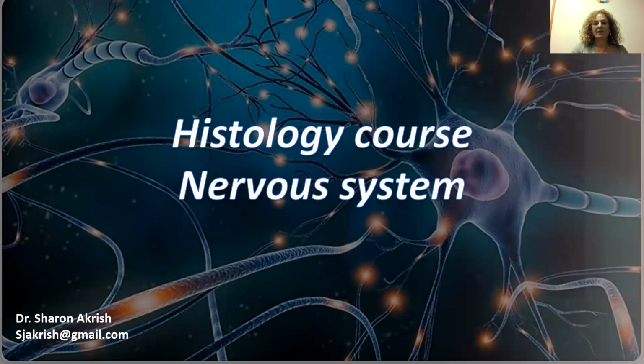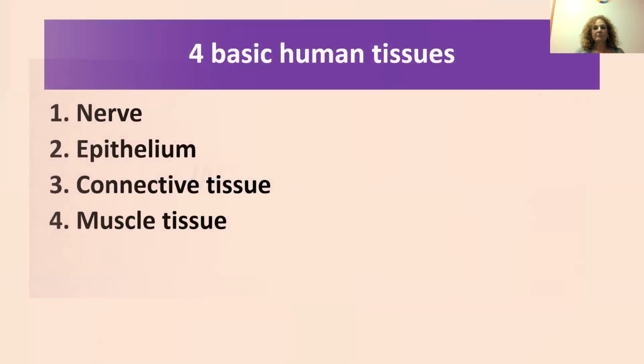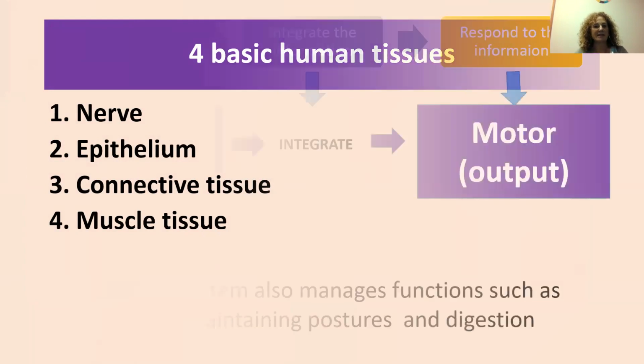Let us begin with a short introduction. So we know that there are four basic human tissues. We've already discussed the epithelium, the connective tissue, and the muscle tissue. And now we are going to move on to the tissue associated with the nervous system.